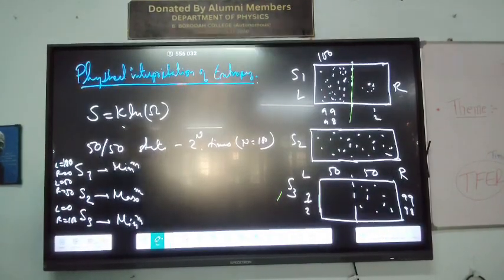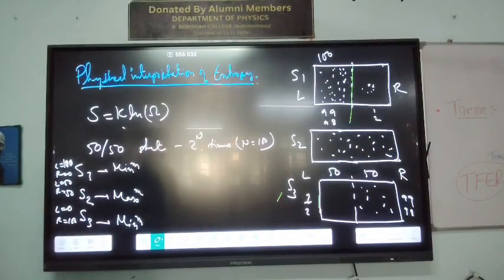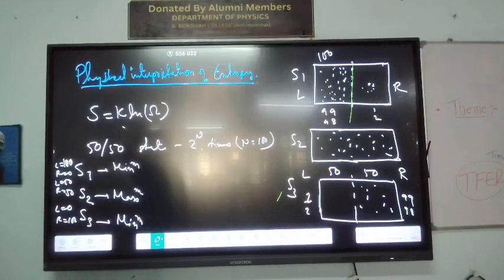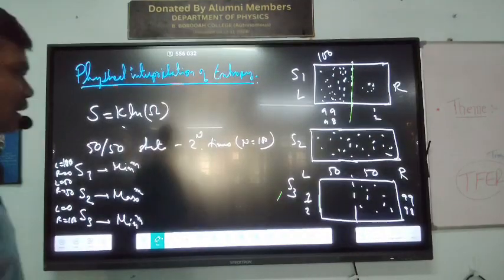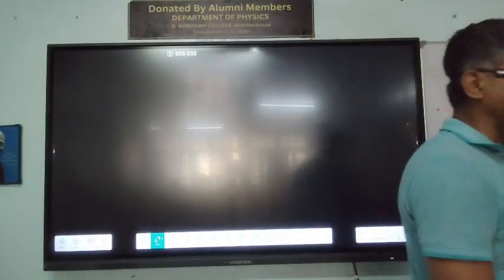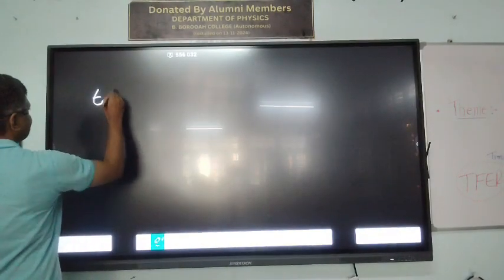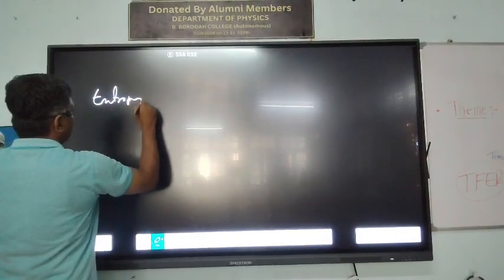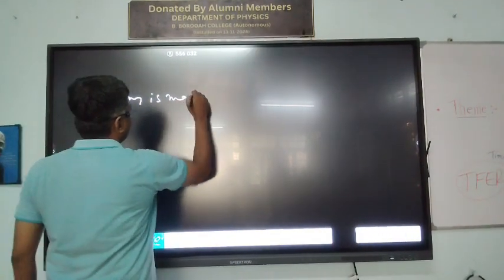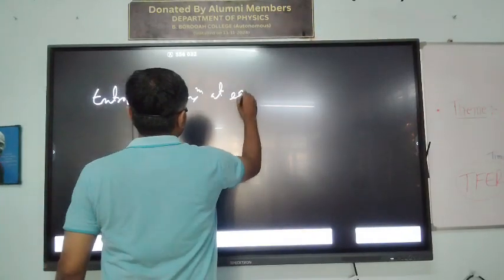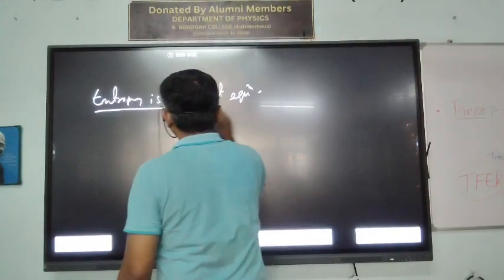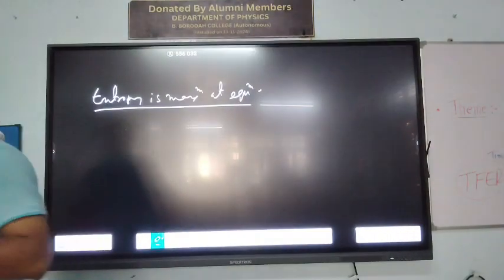ইট ইজ কল্ড এন্ট্ৰপি. So entropy is related to the disorderness, and entropy is maximum at equilibrium. Okay, so this line is important. Entropy is maximum at equilibrium. So whenever you got an equilibrium, your entropy will be maximum.